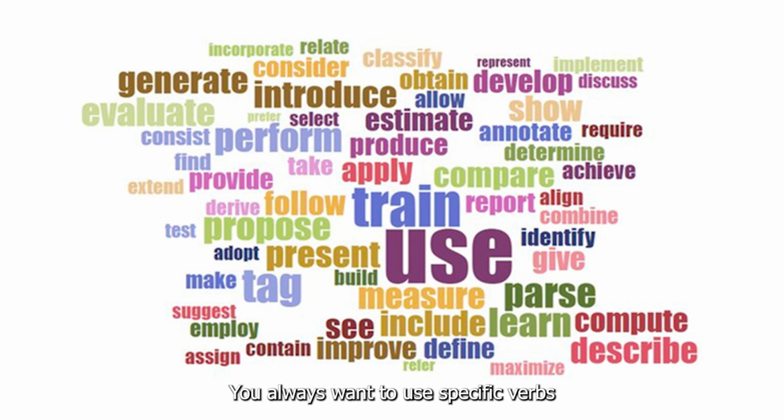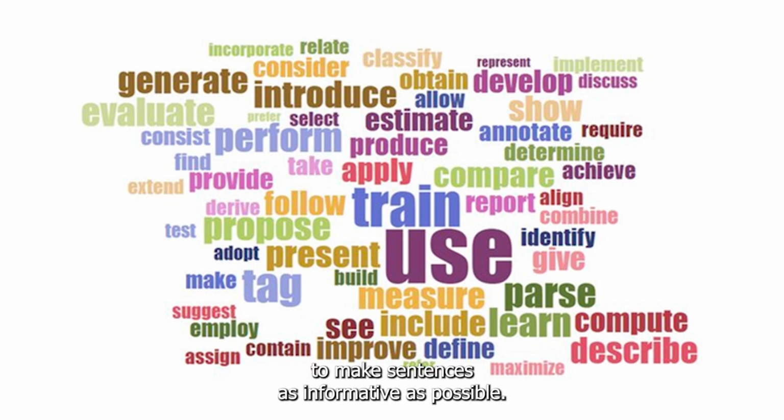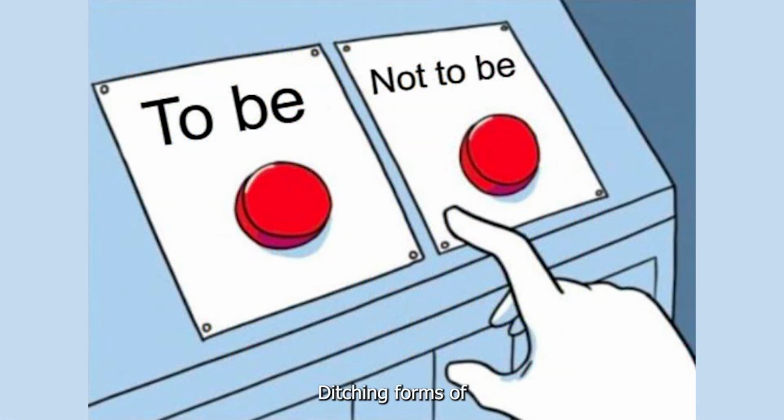You always want to use specific verbs to make sentences as informative as possible. Too often, we rely on forms of to be, such as is, was, are, and were. These verbs then require us to add on extra adjectives and phrases to give information. If you choose a vivid verb instead, you can provide readers more information in fewer words. Ditching forms of to be often means choosing active voice instead of passive voice.